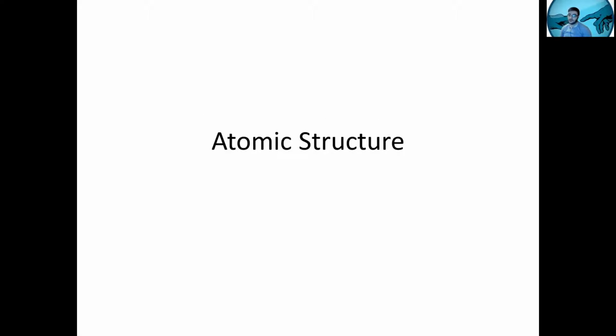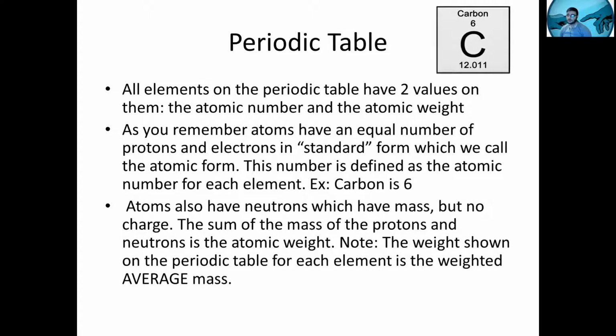First, we're going to start off with atomic structure. So firstly, starting at the very beginning with chemistry, the periodic table. All elements on the periodic table have two values on them, the atomic number and the atomic weight. So the atomic number is right up here under the name of the element, carbon, which is 6. And the atomic weight is the one here at the bottom, the 12.011.